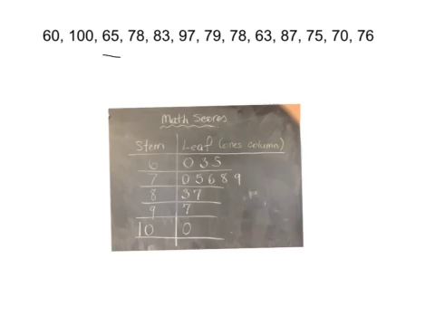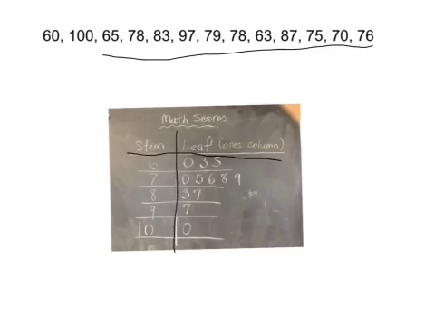Across the top of this slide are a series of scores from a math test, and we're going to use this data to create a stem and leaf plot. So in a stem and leaf plot, you have two columns. One is the stem and one is the leaf. And those should be the titles for your columns. You should also have a title for your data. In this case, we've called it math scores.